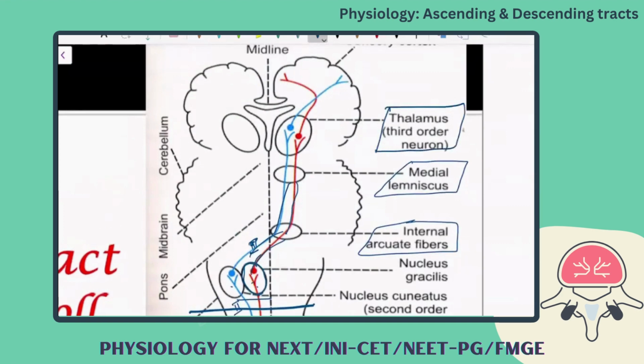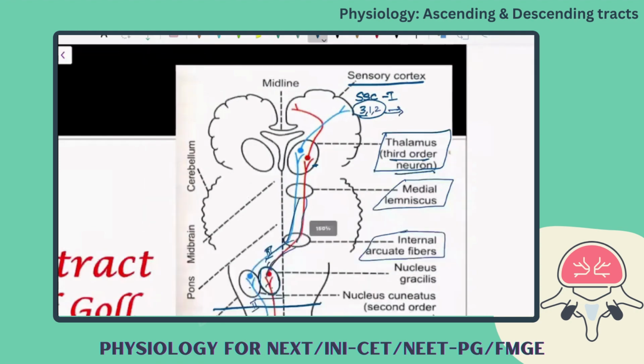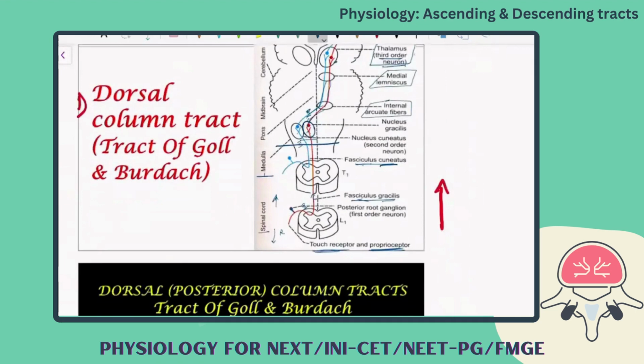See, from the nucleus gracilis, nucleus cuneatus, third order neurons are emerging, crossing the midline. Again, it is forming the synapse here. The third order neuron is ending in the thalamus. From the thalamus, it is going and reaching the sensory cortex, specifically somatosensory cortex 1, Brodmann area 3, 1, 2. You have to represent in this way, not like 3, 2, 1 or 1, 2, 3. Okay, clear? So this is the pathway of dorsal column tract. So finally, on the output, sensation from one side of the body, how it is going to the other side, you understood.